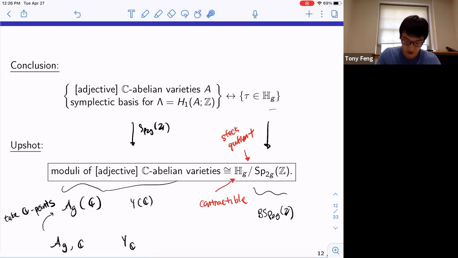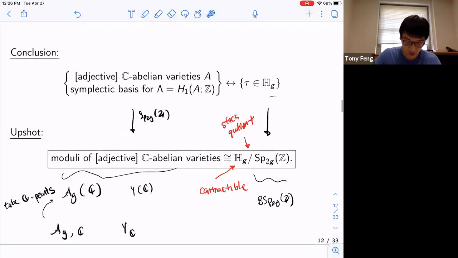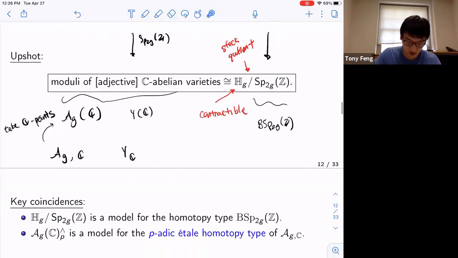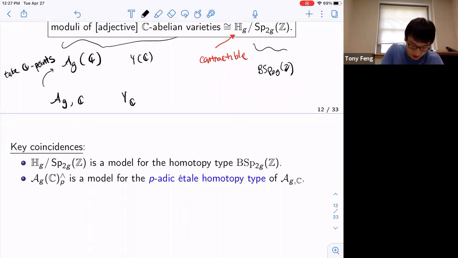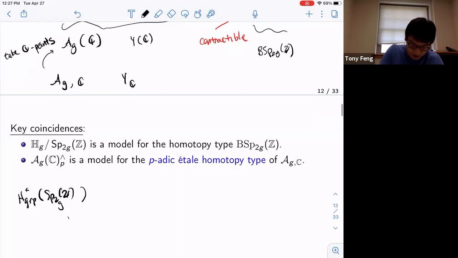So let's collect these coincidences which we have observed. There's a few key coincidences here. One is that this quotient is a model for the homotopy type BSp2g(Z), and that would imply that the group cohomology of the symplectic group is isomorphic to the singular cohomology of this classifying space. So isomorphic to the singular cohomology of this quotient.